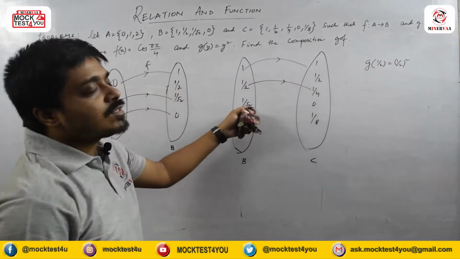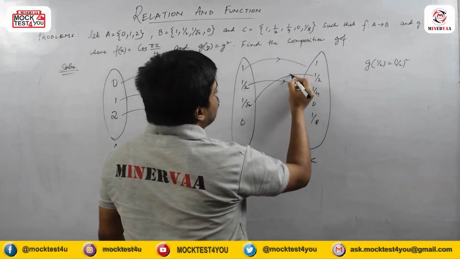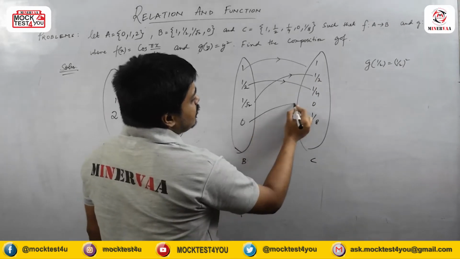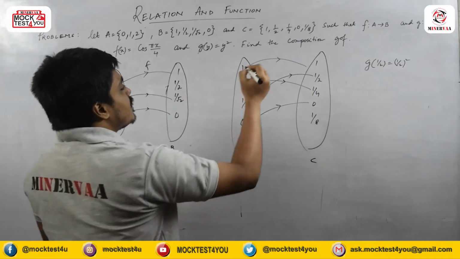Now g of 1 by root 2 is what? 1 by root 2 whole square. That is 1 by 2. Now 0 square is 0. That's it. So this is how we mapped the function g. So let us write g in here.